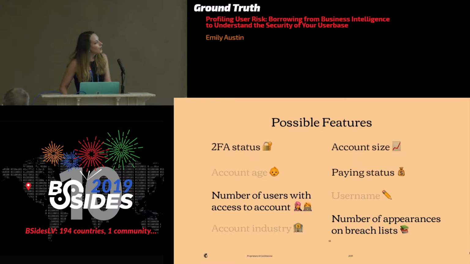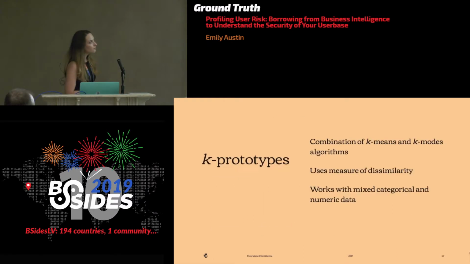And so I ended up adding a couple of other features, things like account size, so how many email addresses they have saved in their account, how much they pay us, do they pay us, and a couple of other things in addition to these security features. But then I wound up with both categorical and numeric data. So that's a problem because now I've got to find another algorithm.